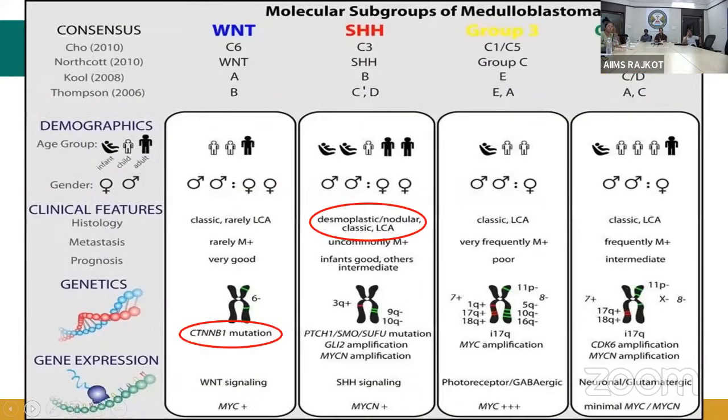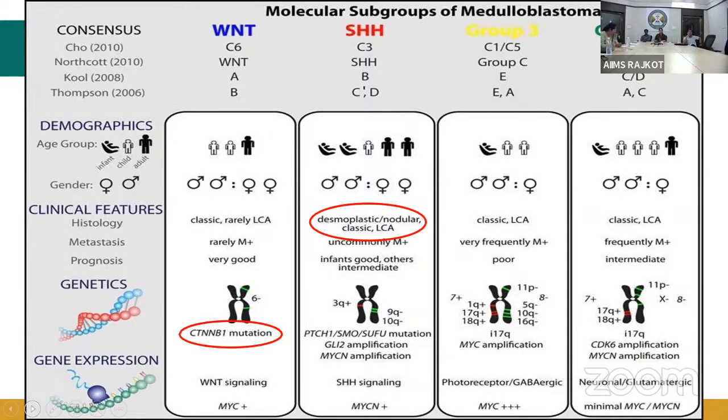Now we go to the genetically defined medulloblastoma groups. The WNT group, usually it is seen in children and adults. There is no sex predilection in this. Mostly classic, rarely LCA type will be there, and rarely it will metastasize. Prognosis is very good, and MYC positivity is there. CTNNB1 mutation will be present.